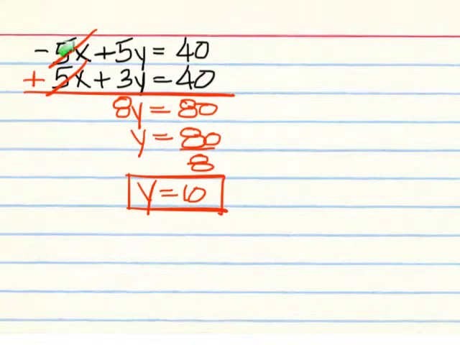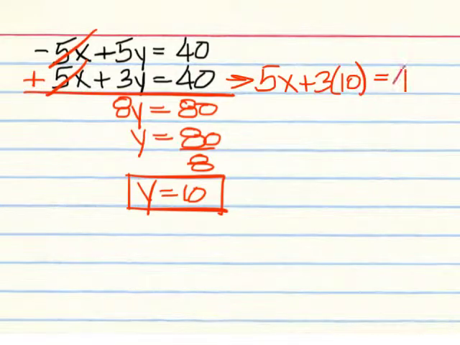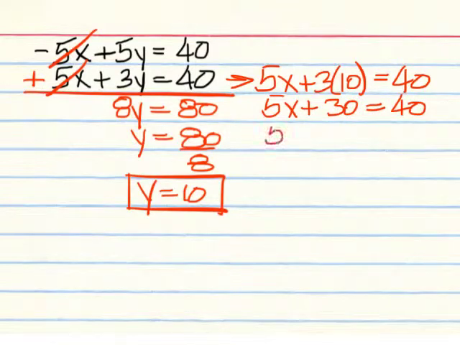You must choose either this equation or this one to plug in y equals 10, either here or here. I'll use the bottom one. 5x plus 3 times 10 equals 40, and simplify to get a 30. Move that 30 to the right side.